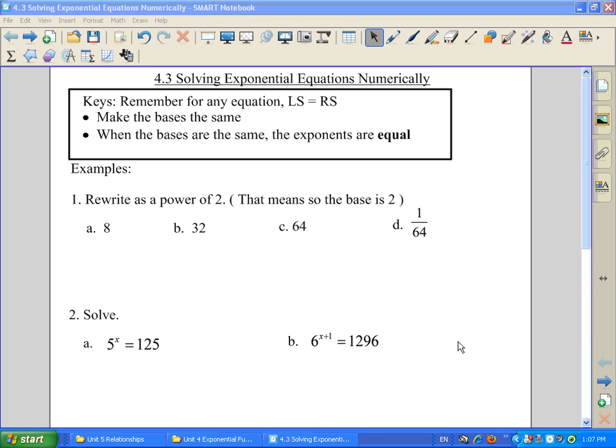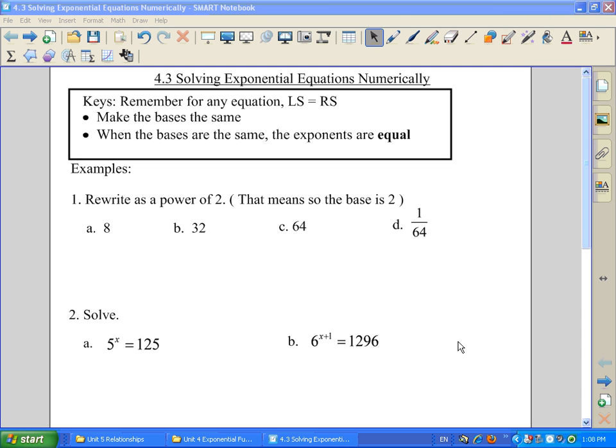Today we're taking a look at lesson 4.3, solving exponential equations numerically. Now, this is part one, ladies and gentlemen. This is where there's a simpler case or the easier way to solve. We will learn the next couple days how to deal with when we have more difficult expressions, okay?